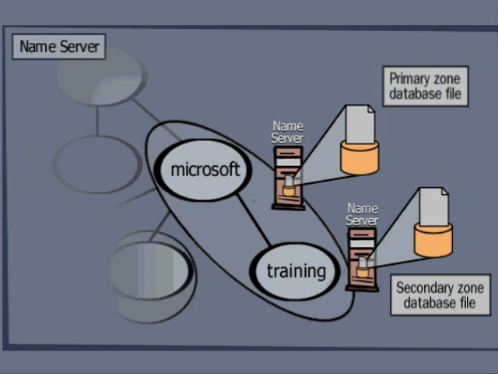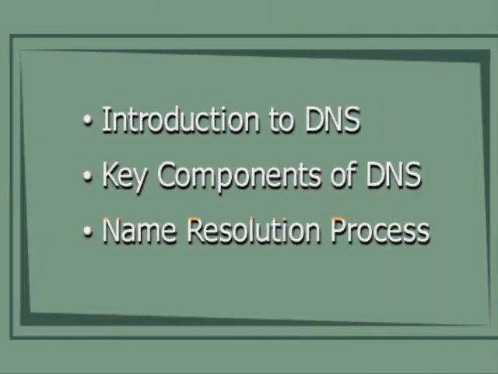A copy of the zone file may be stored on other servers to balance network load. These copies are referred to as secondary zone database files. The secondary zone database files are updated regularly from the primary zone database file by a process called zone transfer. Therefore, either server can answer name resolution queries for that zone.